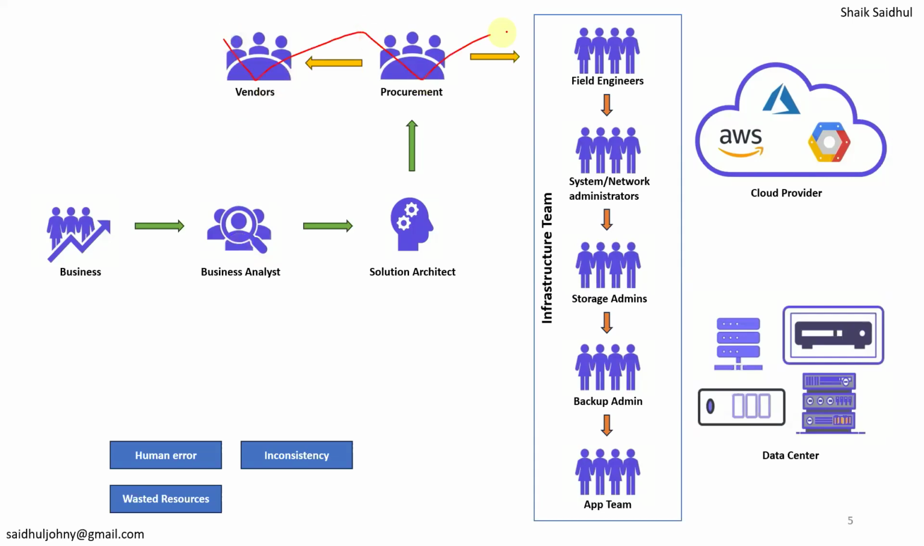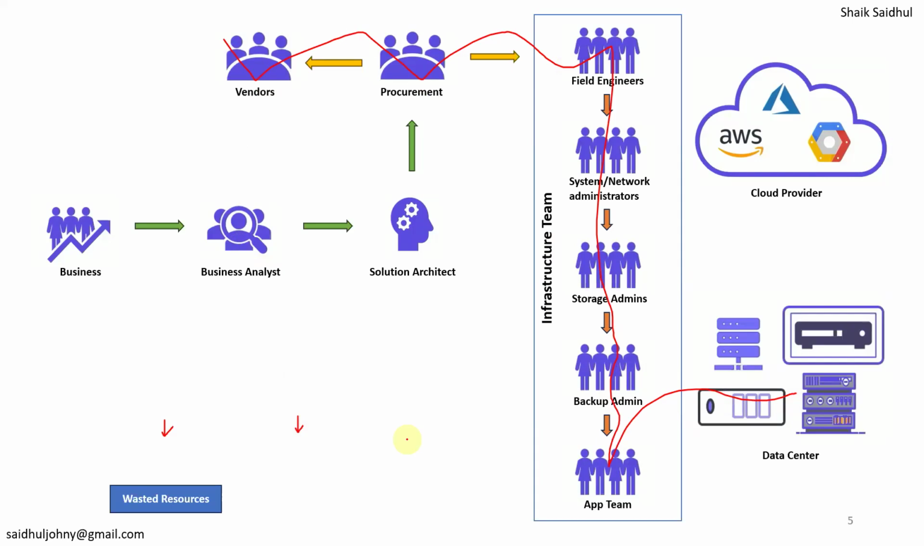And you do not have these many teams now. Right? When you do not have so many teams, the human error will be less. The inconsistency in the environment will also be lesser. So the human error is lesser and the inconsistency in the environment will also be less.